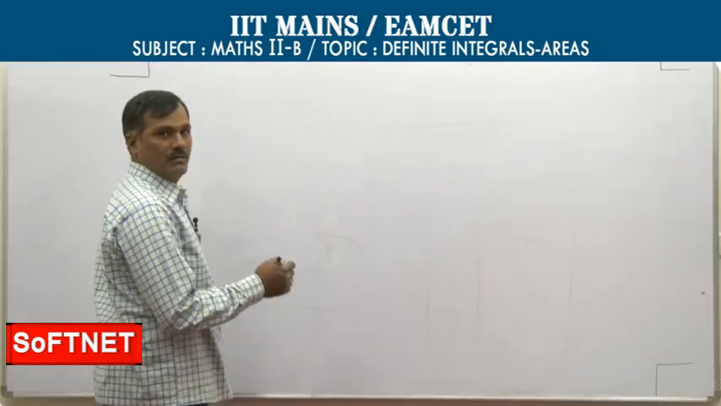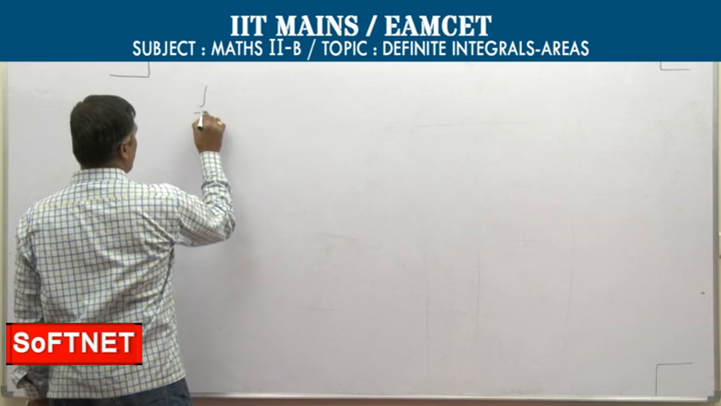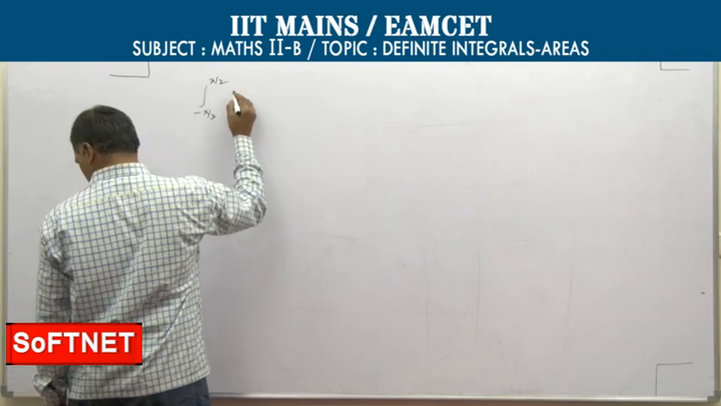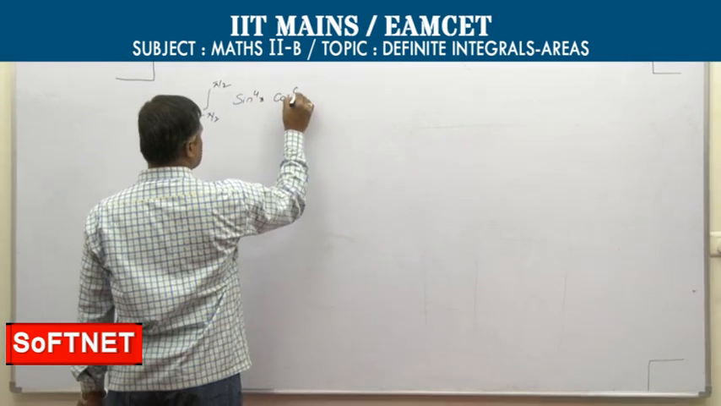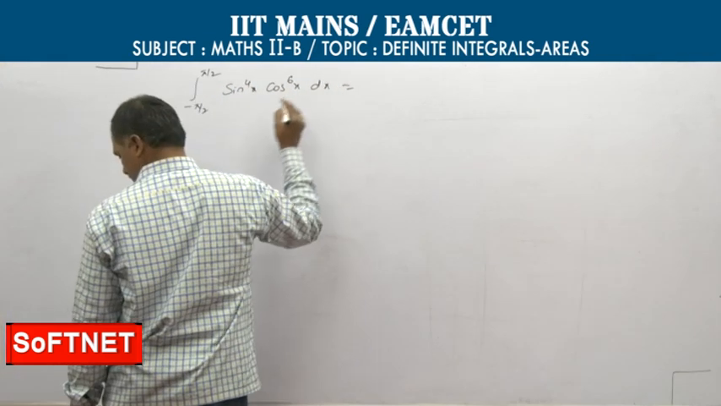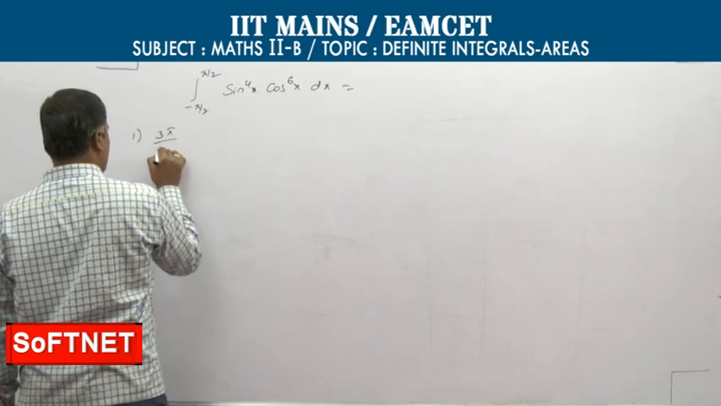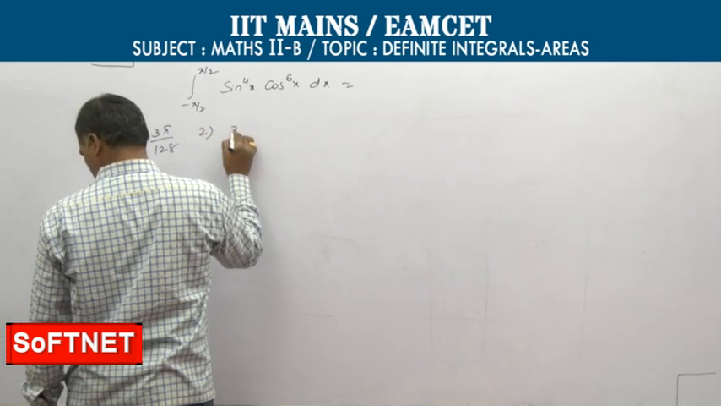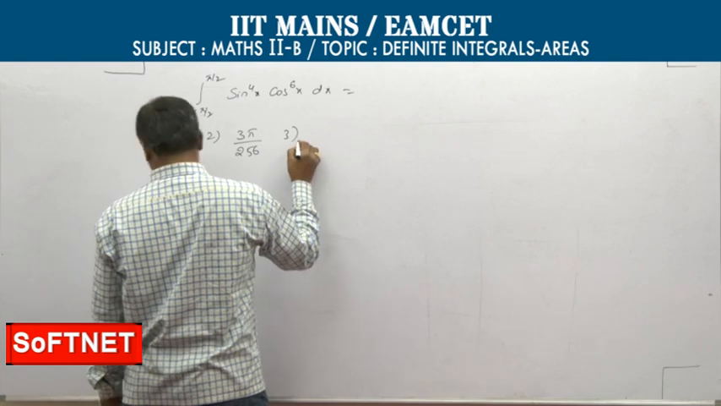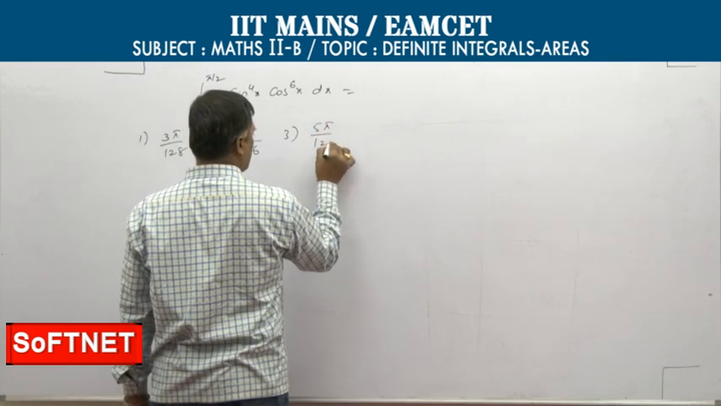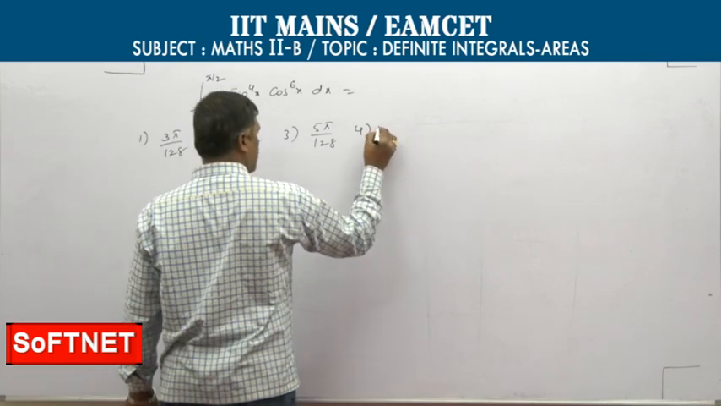One problem based on this Wallis formula: integral of minus pi by 2 to pi by 2 of sin power 4x into cos power 6x dx is equal to: first option 3 pi by 128, second option 3 pi by 256, third option 5 pi by 128 and fourth option 7 pi by 128.